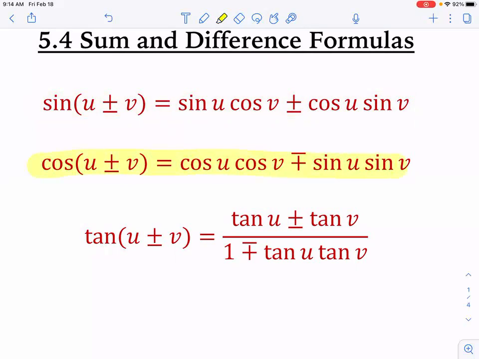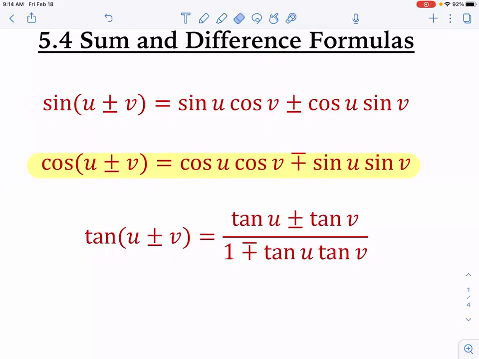Now, similarities with the cosine formula. We have two functions, but that's about it. With our cosine formula, notice how we have cosine U, cosine V, sine U, sine V, and in between, if we have addition inside of our cosine, we apply it with subtraction, and vice versa.